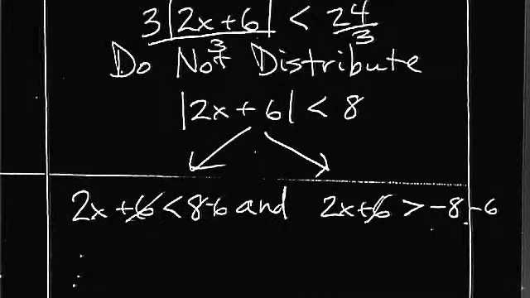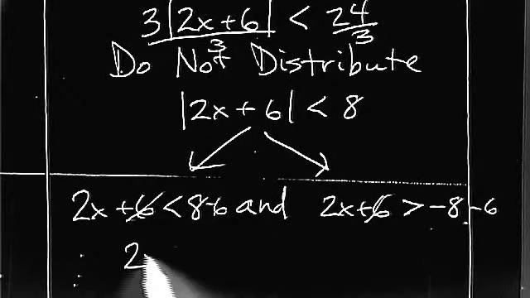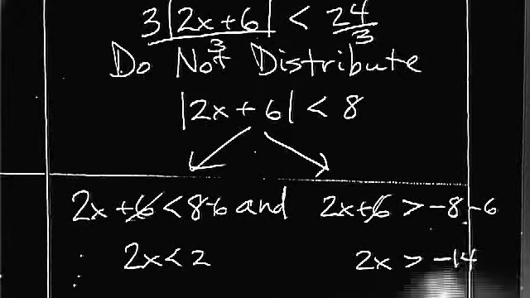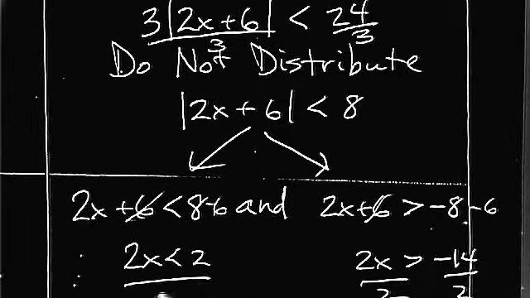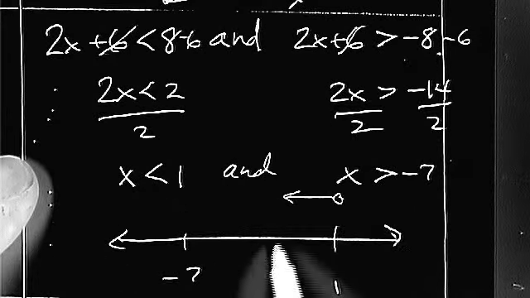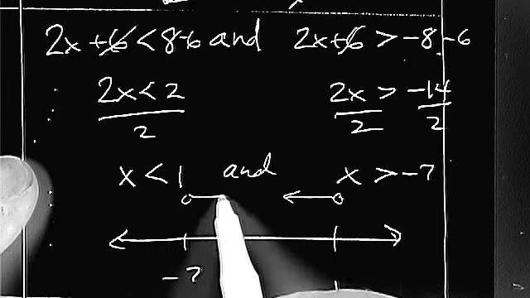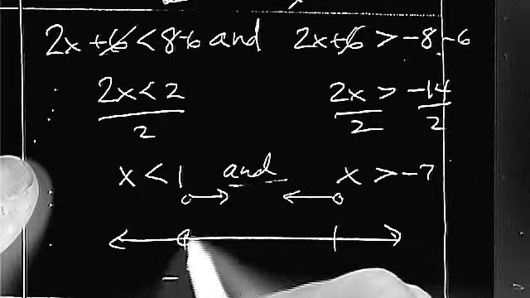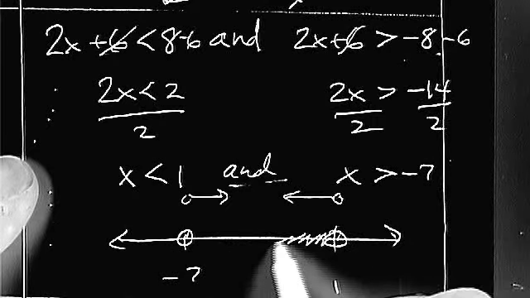So of course we're going to subtract 6 from both sides. So 2x is less than 2. 2x is greater than negative 14. And we're going to divide out the 2. Whoops. X is less than 1, and x is greater than negative 7. So when we think about our number line, less than 1, greater than negative 7, and we're using the word and, so that means everything in common, and so we want everything from here to there.